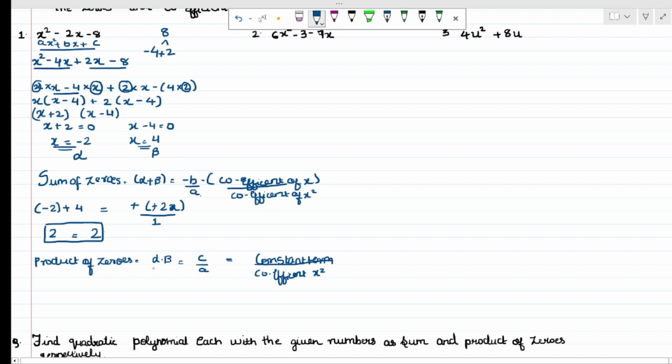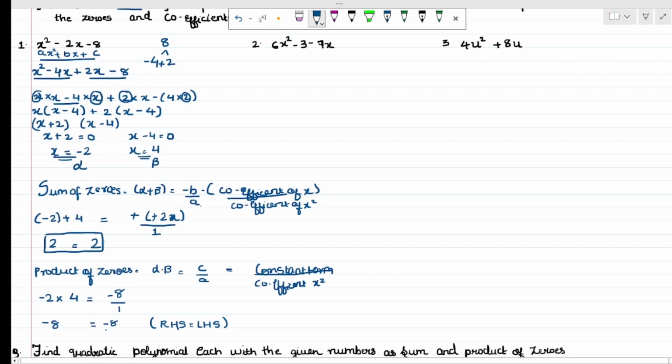So solve this. What is my alpha? My alpha is minus 2. What is my beta? My beta is 4. And what should it be equal to? It should be equal to negative 8 upon 1. 4 2s are 8. That means my answer is minus 8 for LHS and minus 8 upon 1. If you write 1 or not, it's the same. So that means my RHS is equal to LHS. Yes. Hence, we have verified that the product of zeros and sum of zeros are equal.